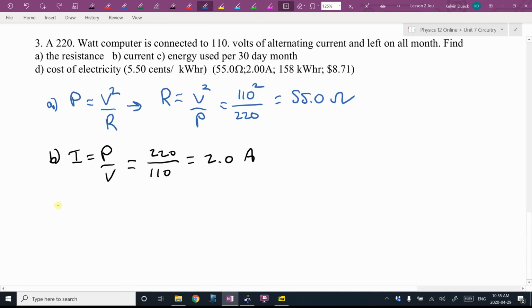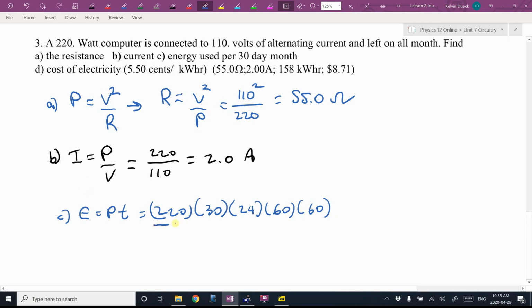Find the energy used in a 30-day month. I'm probably going to convert this to kilowatt hours because part D is asking for a price using kilowatt hours. So energy is power times time. It's going to be 220 times 30 days times 24 hours times 60 minutes times 60 seconds, and then to change it to kilowatt hours, divided by 3.6 times 10 to the 6th joules per kilowatt hour.